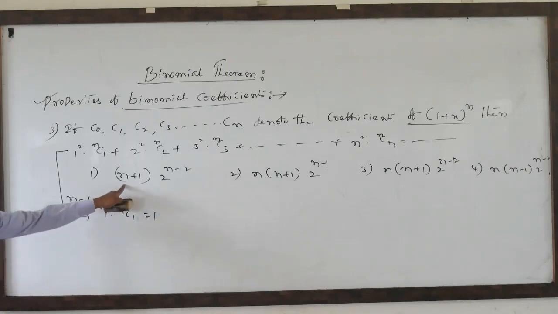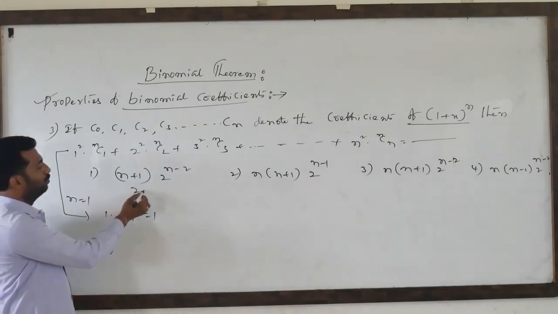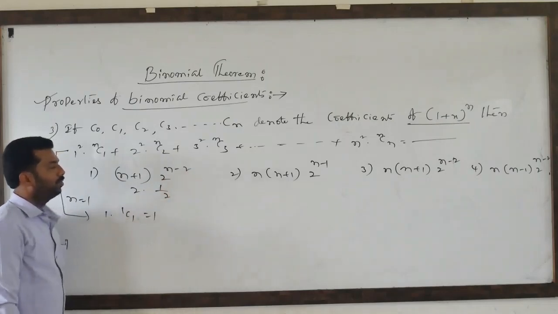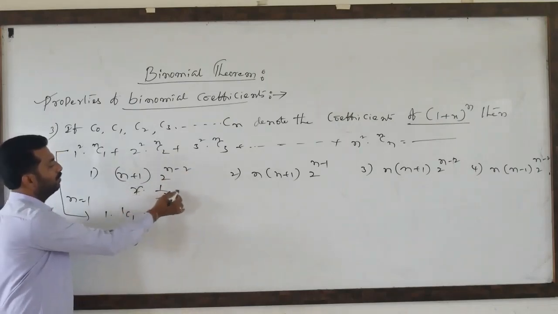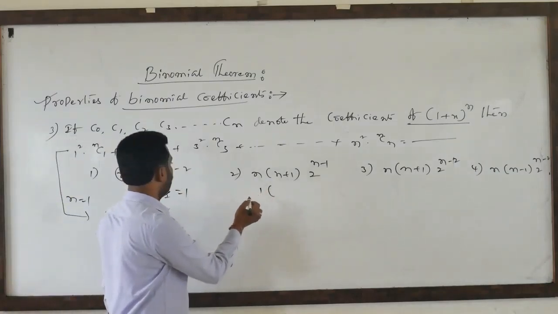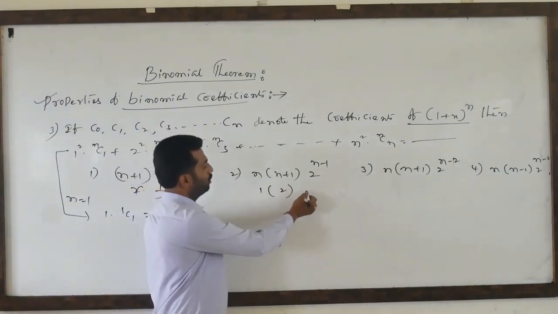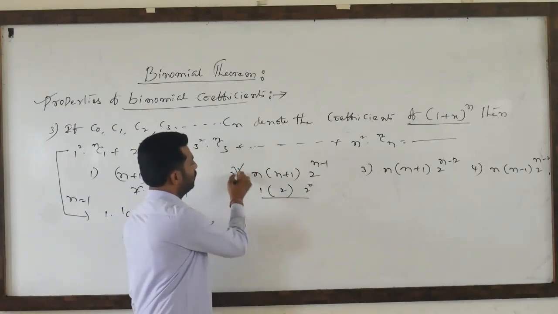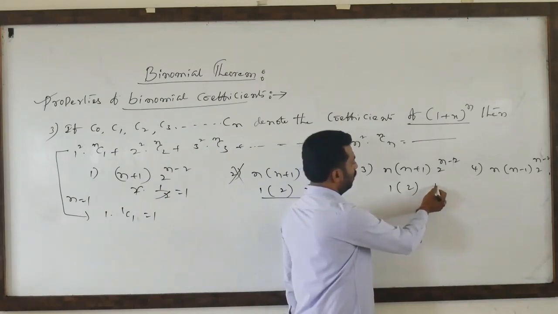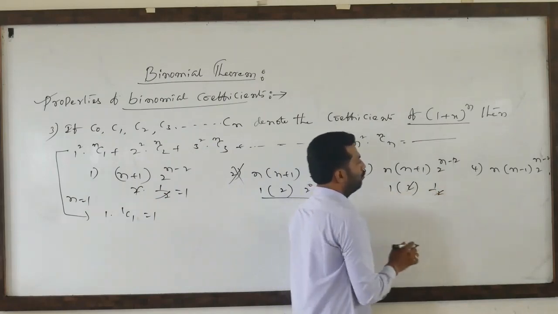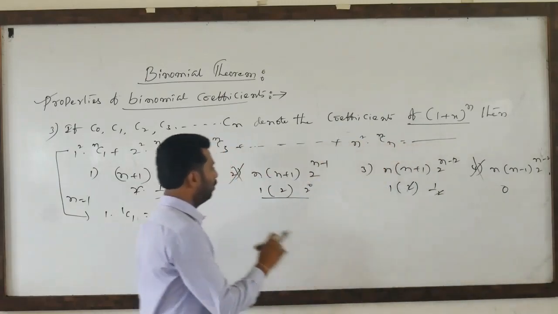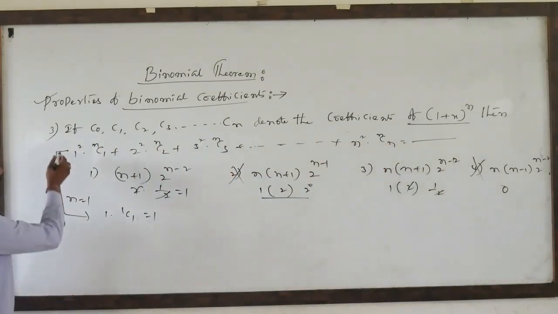n equal to 1 means this is 2 to the power 1, and 2 to the power minus 1, so the 2 will cancel. This is maybe 1 into 2, which is 2 to the power 0, so this is not the answer. n equal to 1 means this is 1 by 2. This is also maybe. This gives 0, so this is a wrong option. So 2 favorable cases we are getting.